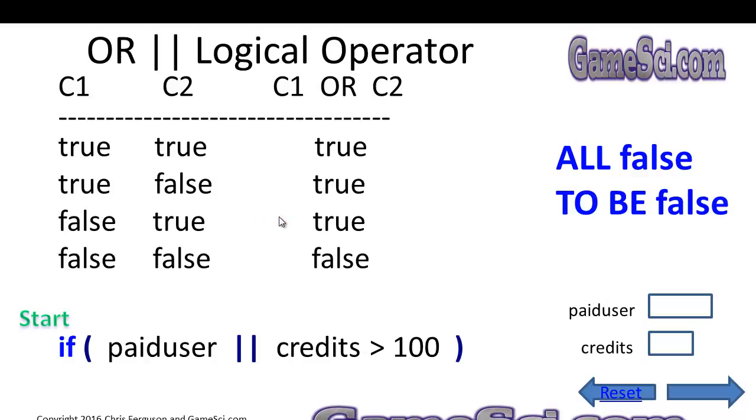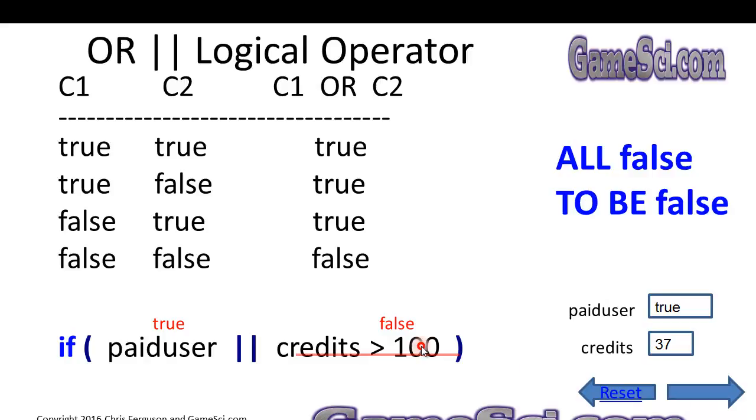This is the OR logical operator. Let's animate this and see how it works. We're going to set up some variables: a Boolean variable that has a true-false value, and credits, an integer variable that has a value. Now, paid user is set to true, so the left-hand side of the OR is already true. Then we'll look at the right-hand side of the OR.